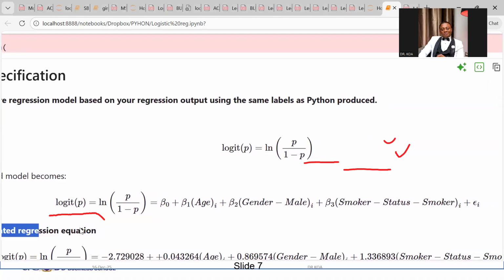So you write the logit of the probability, which is this one. But in our specific case, it becomes beta naught plus beta 1 age. You can see that I have brought i here.